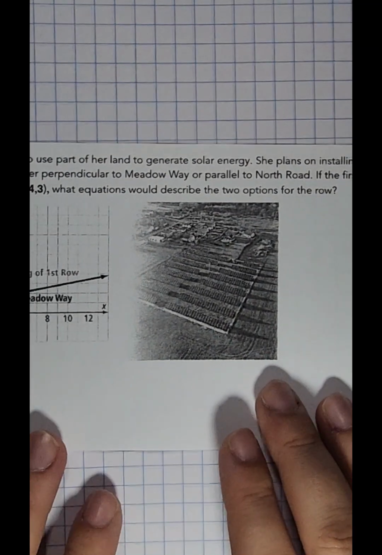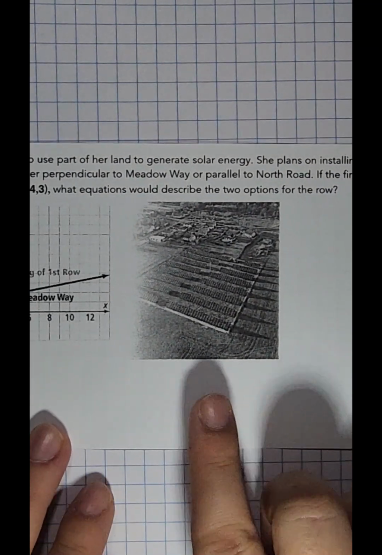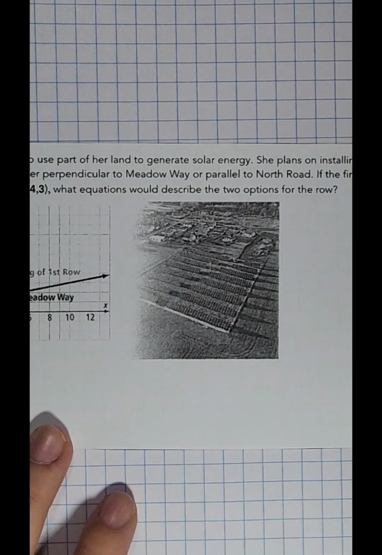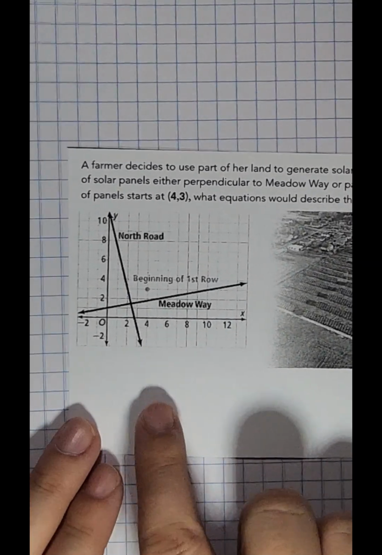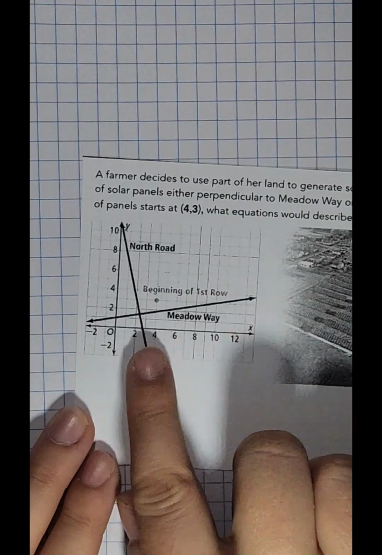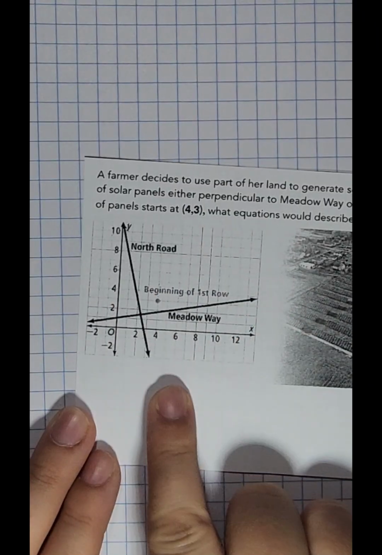Okay, so this is black and white here, so it's kind of hard to tell, but this is a picture of some solar panels in rows in some farmland right there. This graph kind of helps us to see what we're looking at here. So we have Meadowway right here. We have North Road here.